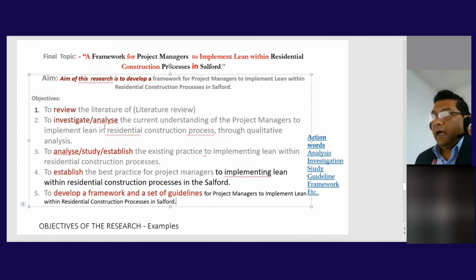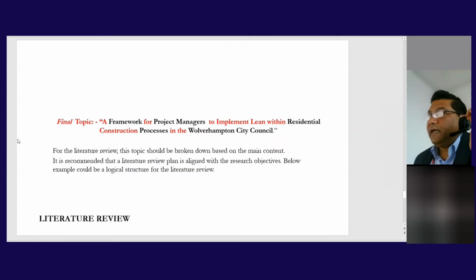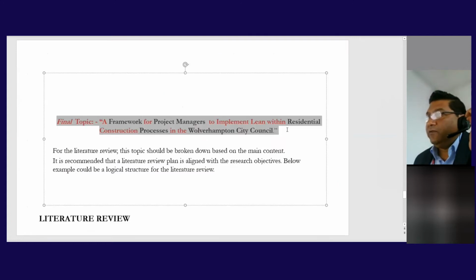Now you know that is how your objectives will be. Look at this slide because we don't have enough time now. Look at these slides and you can work on your objectives. This is what I need you to do by next week, and then we can have meetings the week after. Once you have the objectives and your final topic, you need to identify what literature review you're going to do.